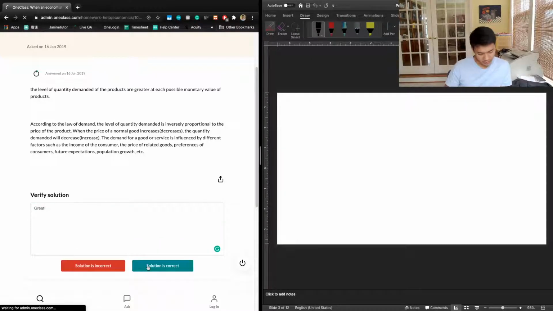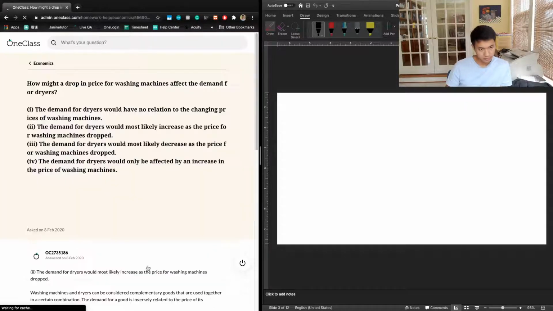So we can mark that as right. Next question says, how might a drop in price for washing machines affect the demand for dryers?